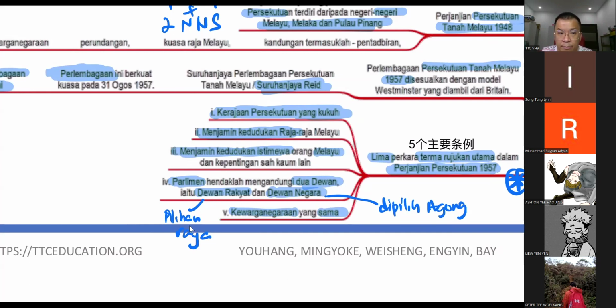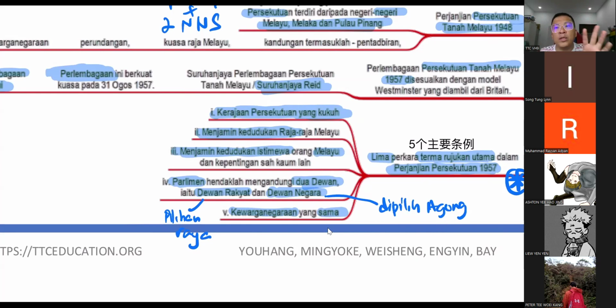So Dewan Rakyat is pilihan raya. Dewan Negara is elected by Agung. So parliament has 3 components: Agung, Dewan Negara, Dewan Rakyat. We the rakyat control 1/3. The king controls 2/3.